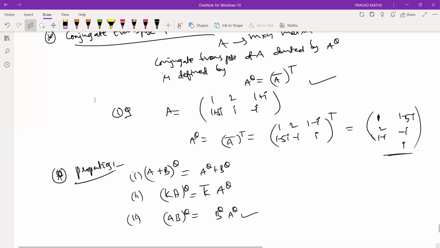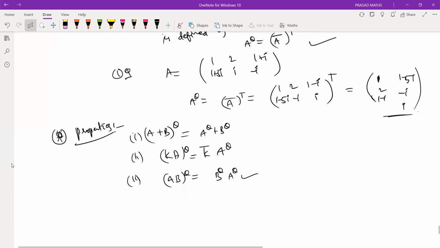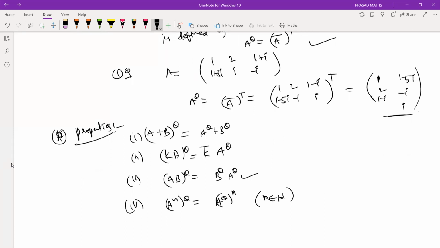Next is the fourth problem: A power n whole theta. That means A theta whole power. It's also a simple property, so you need to prove it by taking a simple example. It is an exercise, right? Simply, one can prove it.